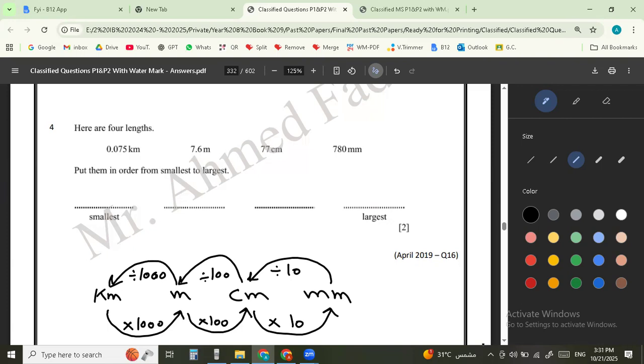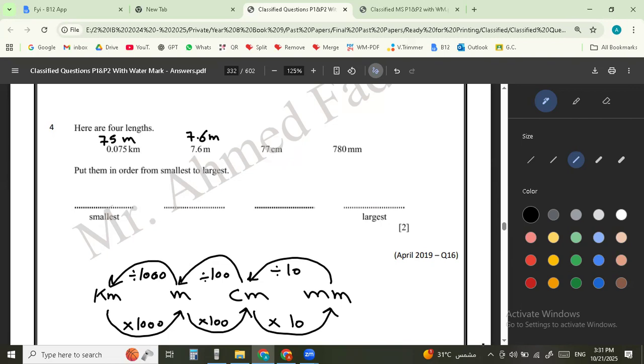All right, so here, I'm going to convert all of them, mister, into meters, or centimeters, whatever you want, just to choose the closest to the middle between all of them. So it's either meters or centimeters. Converting into meters, multiplying this by 1,000. From kilometers to meters, multiply by 1,000. So it's going to be exactly 75 meters. And here it is going to be as it is. I'm not going to change a thing about it. So it's just 7.6 meters.